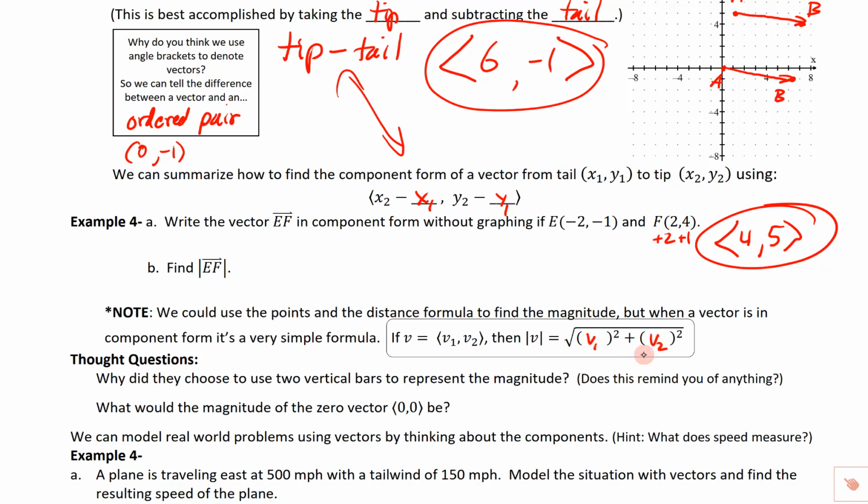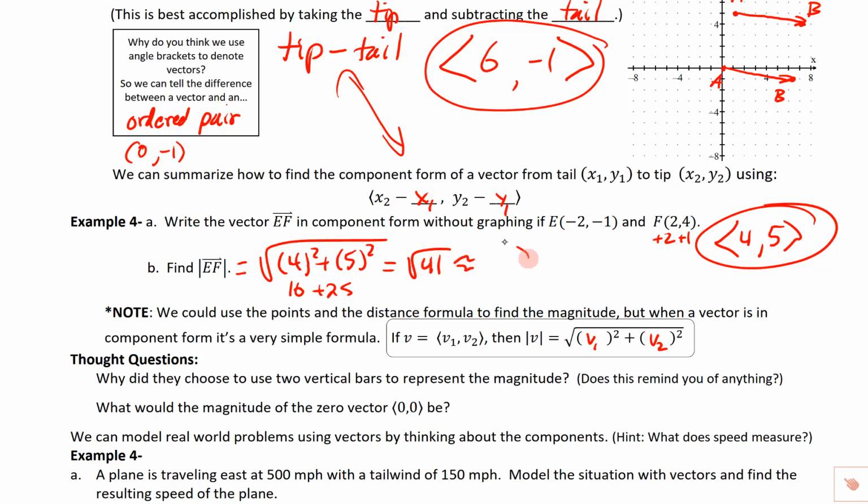So again, it's kind of like the combination of the distance formula and the Pythagorean theorem and all that sort of stuff. So on this problem right here, the magnitude of this one is going to be 4 squared plus 5 squared. So we're going to end up with a 16 here, a 25 here. So we get the square root of 41. 41 is prime, so that doesn't simplify at all.